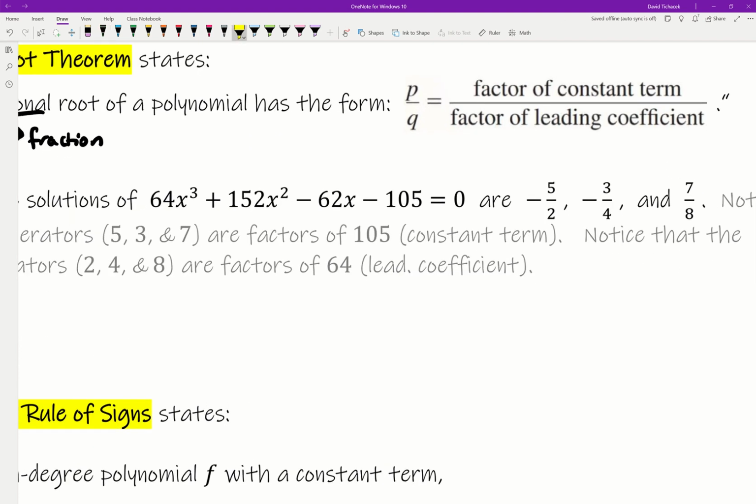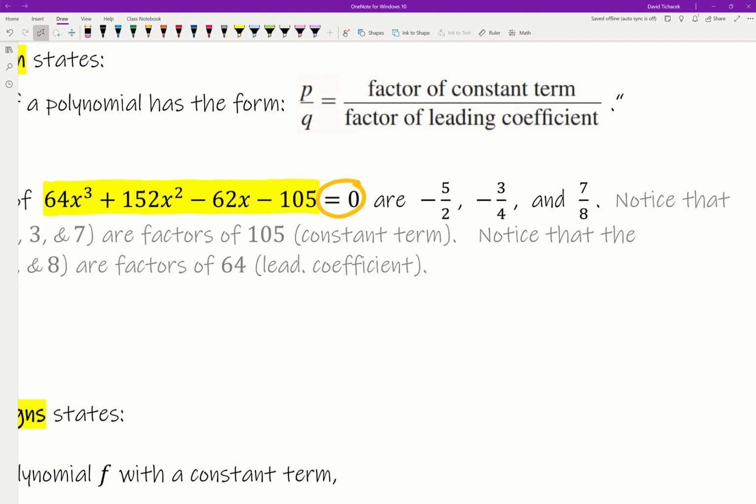If I have a polynomial that looks like this, say like 64x to the third plus 152x squared minus 62x minus 105, that is not something that we can factor using any of the tools that we've had previously, so we're going to have to use this new method for being able to find its zeros. So you see me here setting this equal to 0 because that's what a zero is. It's a special input that makes the function output a 0. And I've already done the heavy lifting here, and you can see that you have these three zeros of the function right here, okay?